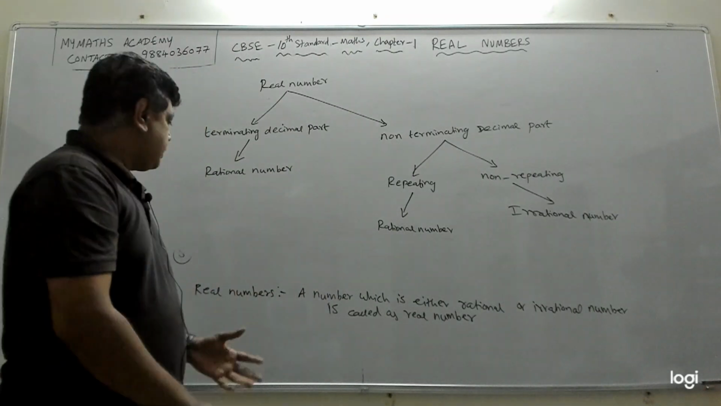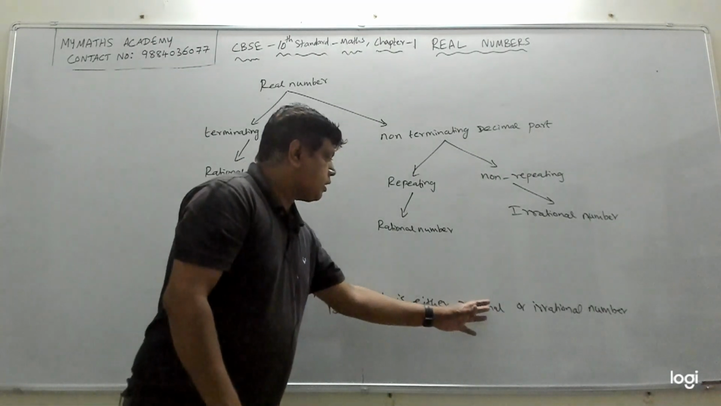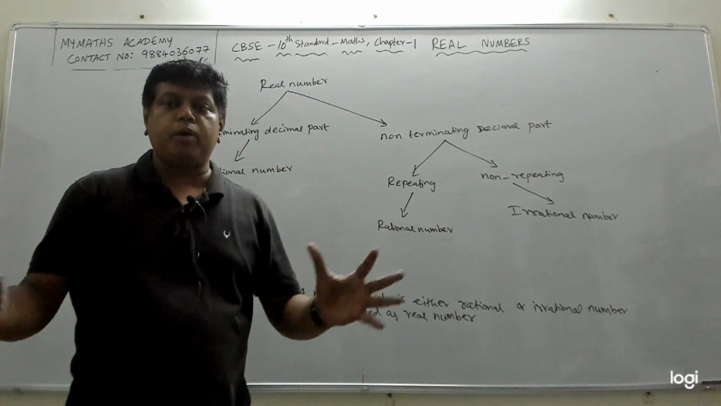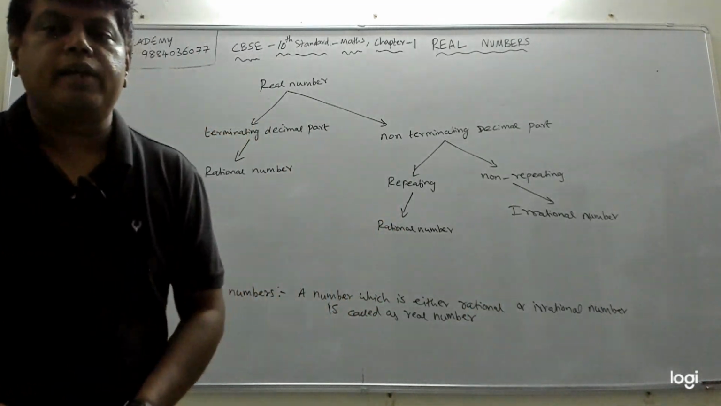Clear? And again, as I said, real numbers are the combination of all the rational and irrational numbers put together. It is called a real number.